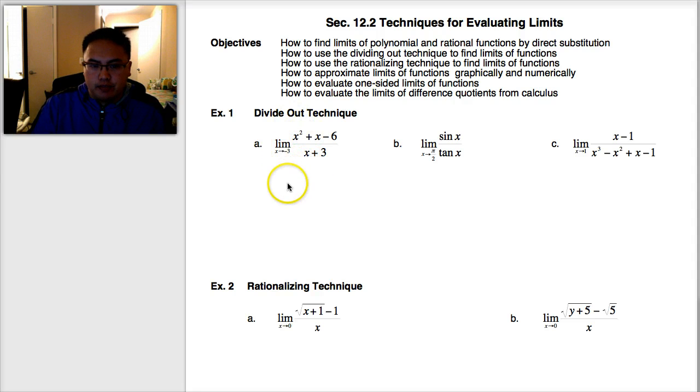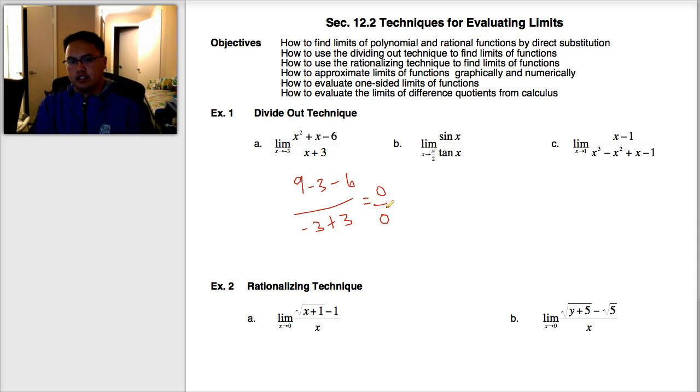So let's plug in this negative 3. I'll draw in red. Negative 3 squared is 9. Minus 3 minus 6. And on the bottom I get minus 3 plus 3. 9 minus 3 is 6. 6 minus 6 is 0. The bottom I get 0. I get 0 over 0. What's this divide out technique?